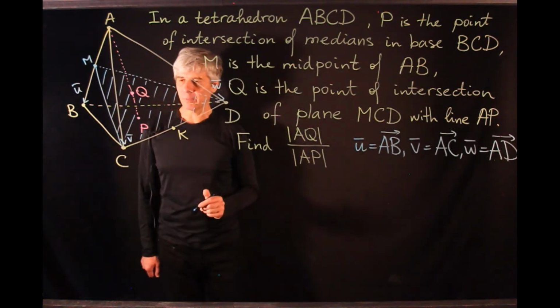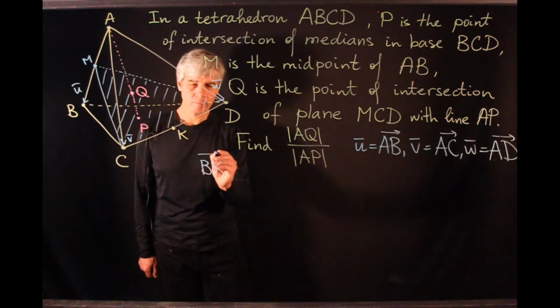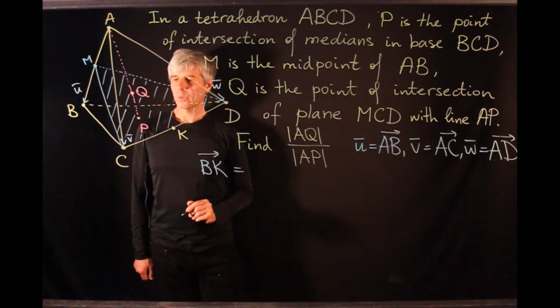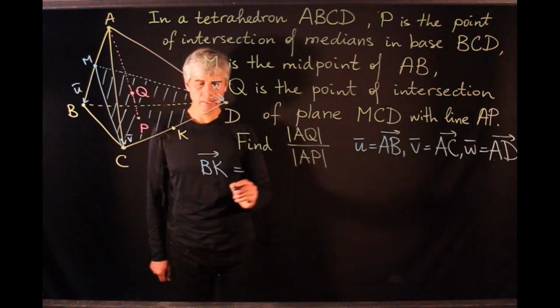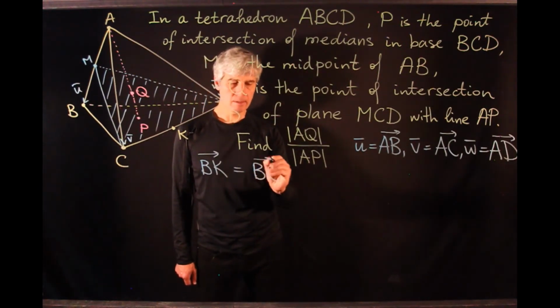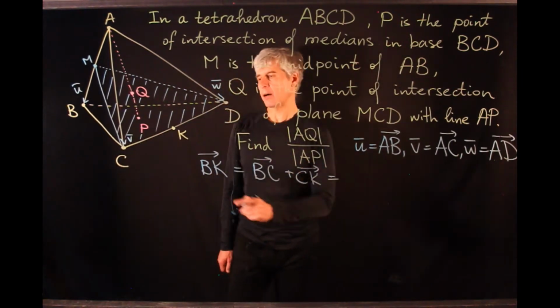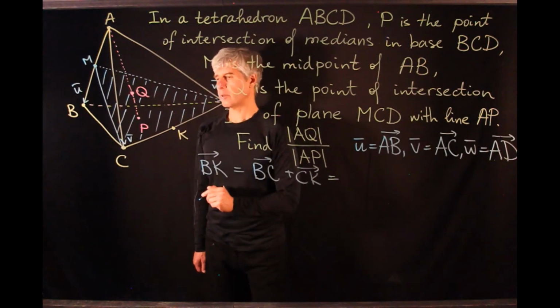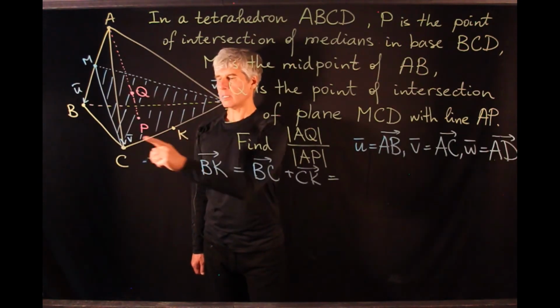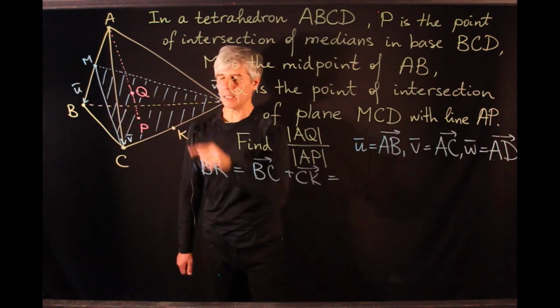Well, let's start with the vector BK. We use the head-to-tail rule, and we can write BK as BC plus CK. Now, I forgot to tell you about the point K. K is the midpoint of CD, and we need it so that we have a median BK in the base here.